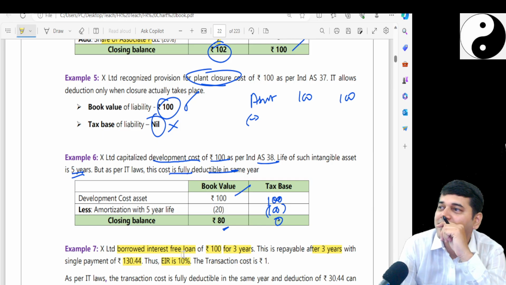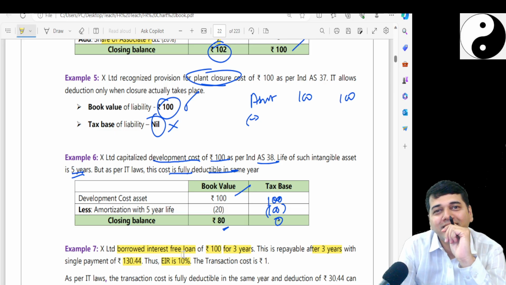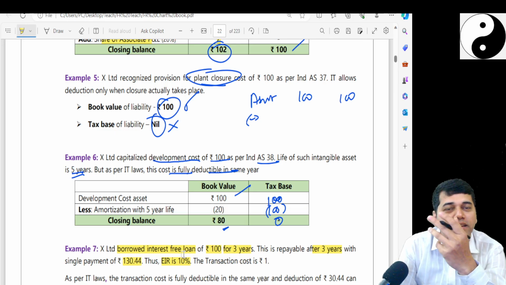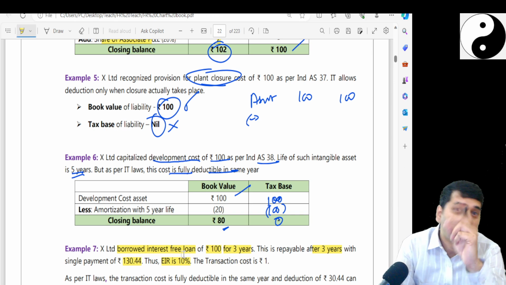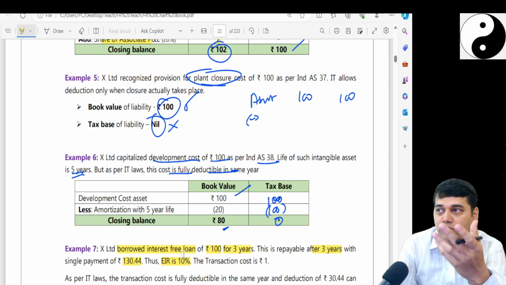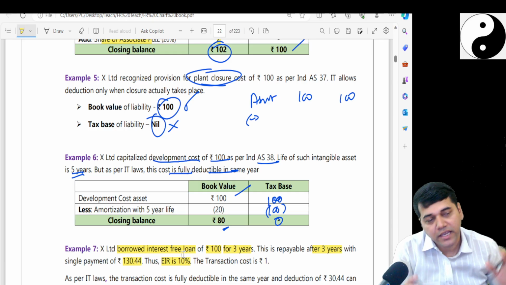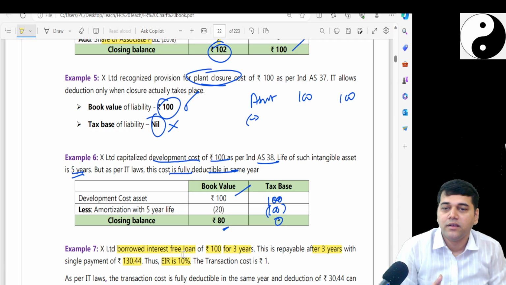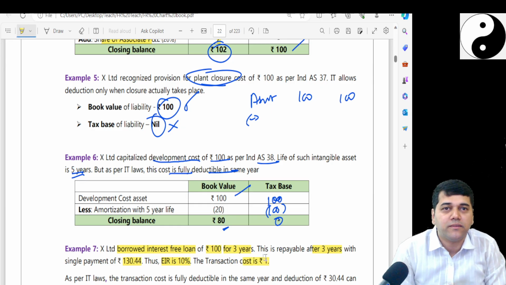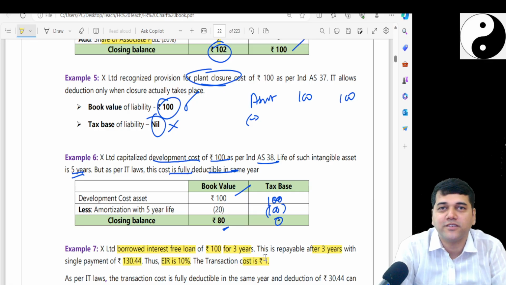What is that EIR for? Amortization. Remember, when I ask you something, you have to get connected. EIR is meant for amortization, simple. Transaction cost is rupees 1. How do you account for this transaction cost?